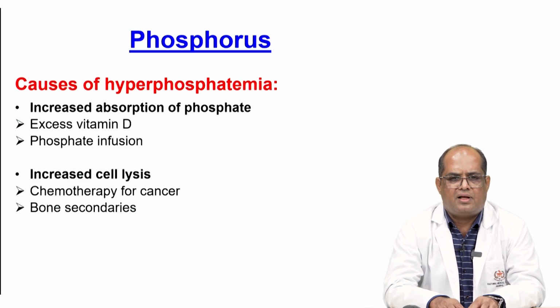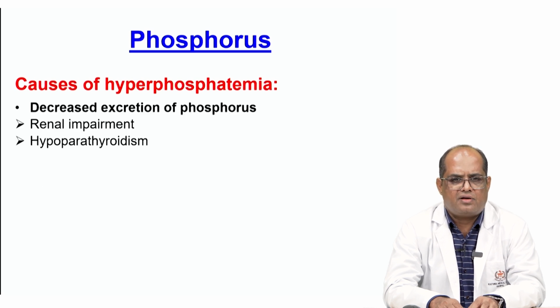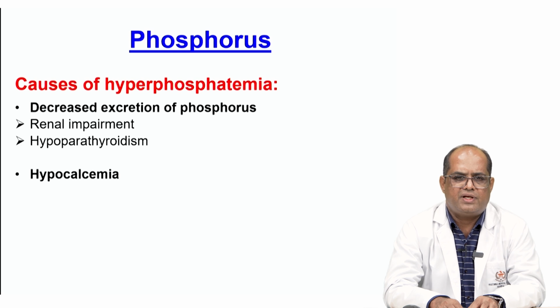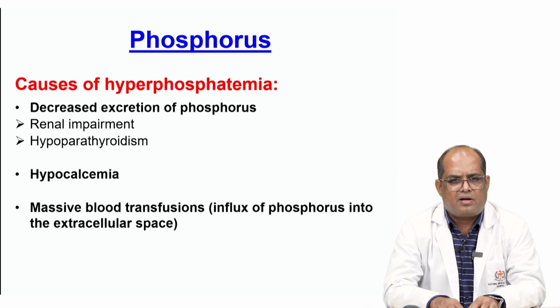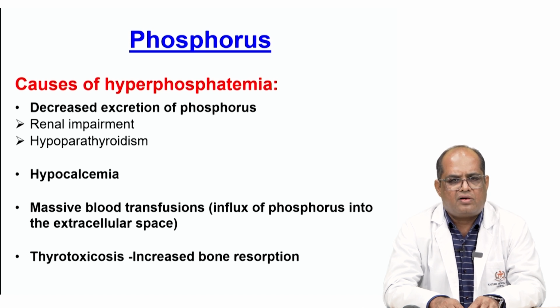Increased cell lysis, like in case of chemotherapy for cancers and bone secondaries, you can see increased phosphate in the blood. Decreased excretion of phosphorus in case of renal impairment and hypoparathyroidism leads to elevation of phosphorus in the blood. Hypocalcemia also causes hyperphosphatemia due to increase in the parathyroid hormone and the vitamin D. In case of massive blood transfusions, hyperphosphatemia is seen due to influx of phosphorus into the extracellular space. In case of thyrotoxicosis, increased thyroid hormones cause increased bone resorption.